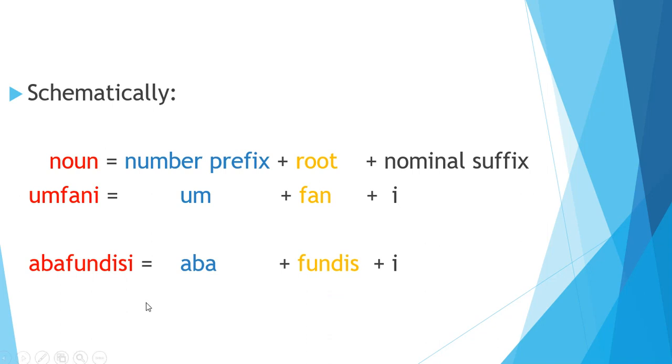Here we have another example. We have the word in Zulu Abafundisi. Do you remember what Abafundisi is in Zulu? Abafundisi in English is teachers in plural, because we have the prefix aba, which is used for plurals in Zulu. Then we have the root fundis plus the nominal suffix that indicates that this is a noun. So this is the way I can illustrate how we form nouns in Zulu.